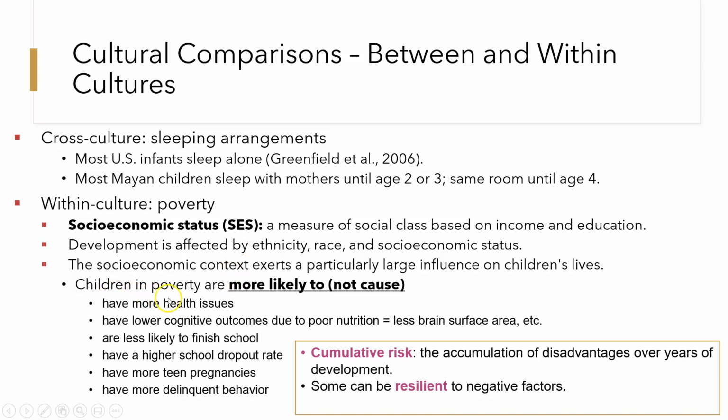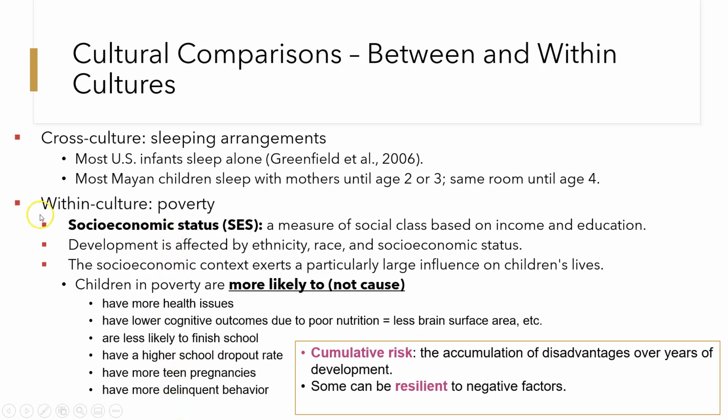So we know that children who are growing up in poverty are more likely, and I'm going to say more likely, this is not a causal relationship. This is not an experiment where we can say this thing causes something else to happen, but children in poverty are more likely to have health issues, to have lower cognitive outcomes, potentially due to poor nutrition, are less likely to finish school, have a higher school dropout rate, have more teen pregnancies, have more delinquent behavior.